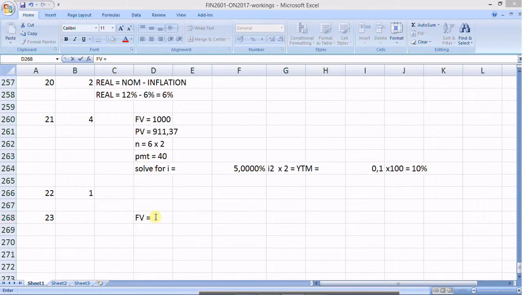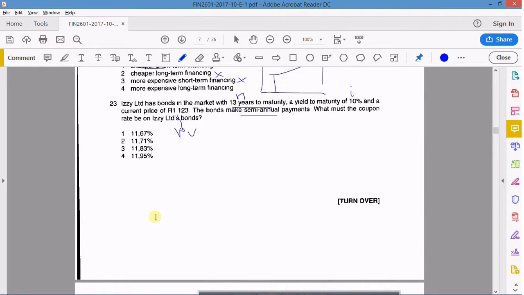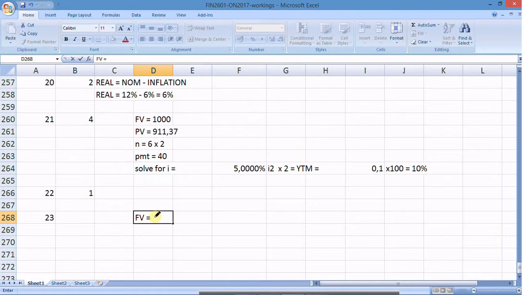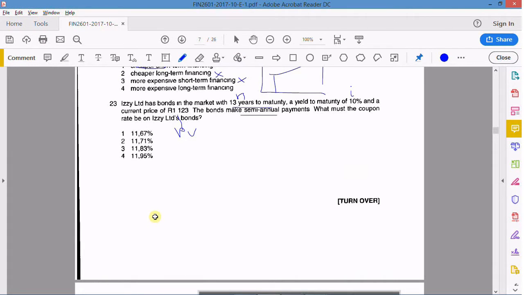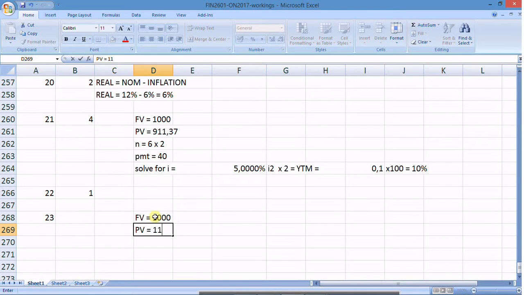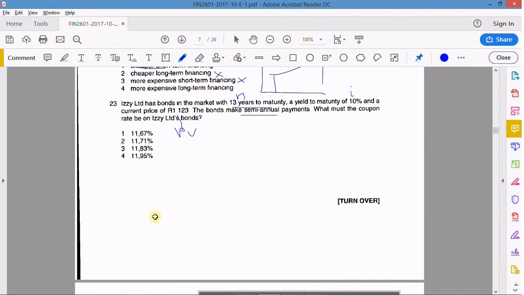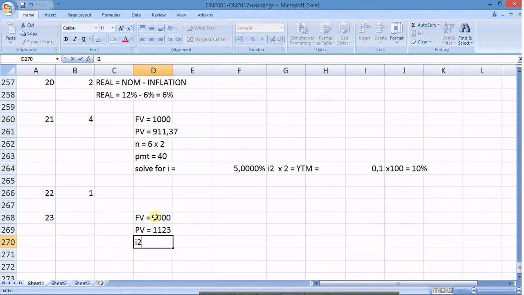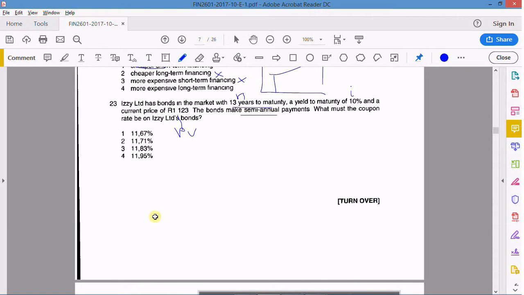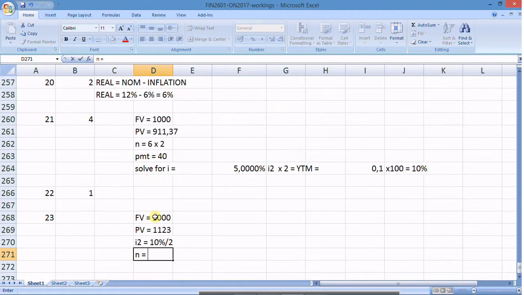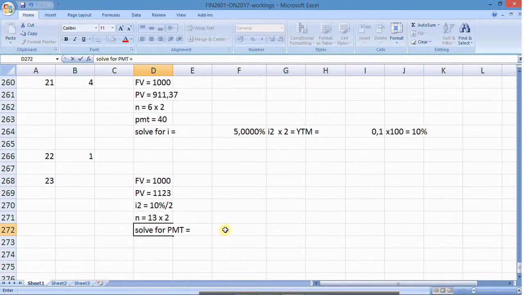Right, so you need a future value here. It'll be 1,000. You have to assume 1,000 as the base, otherwise you can't work it out. Present value 1,123. Yield to maturity 10%, but it's I/Y 2, so 10% divided by 2. What else? N is 13 years, so N equals 13 times 2. Solve for PMT. Let's see what we get.